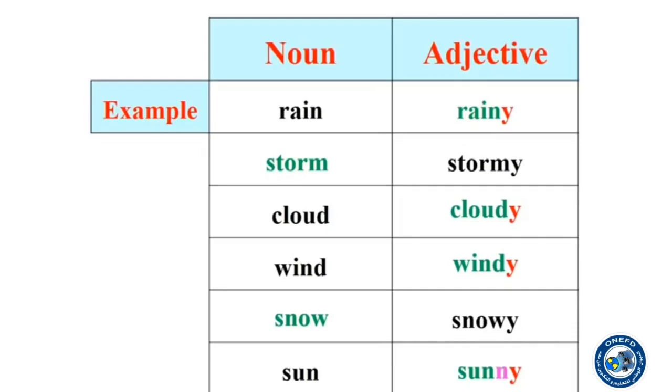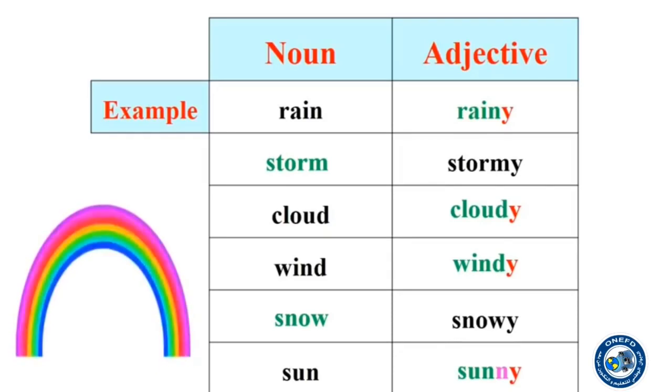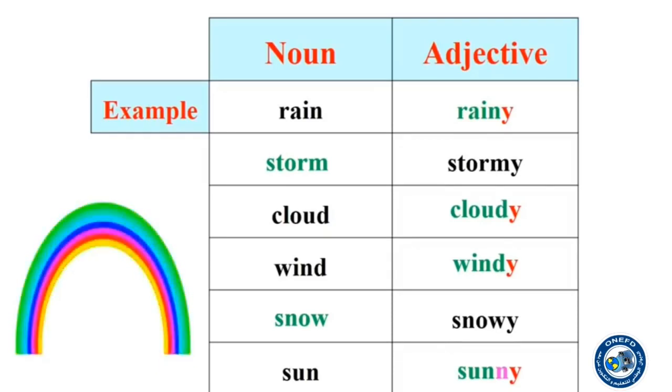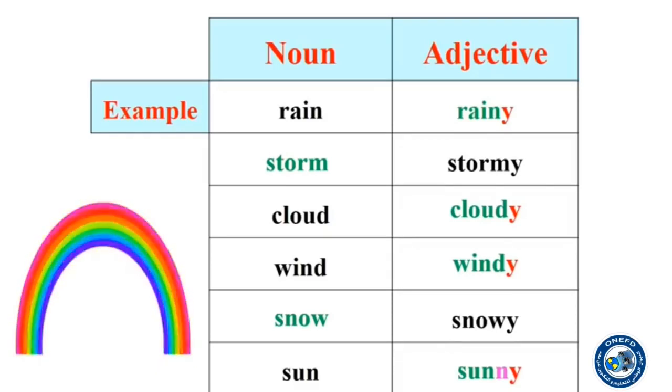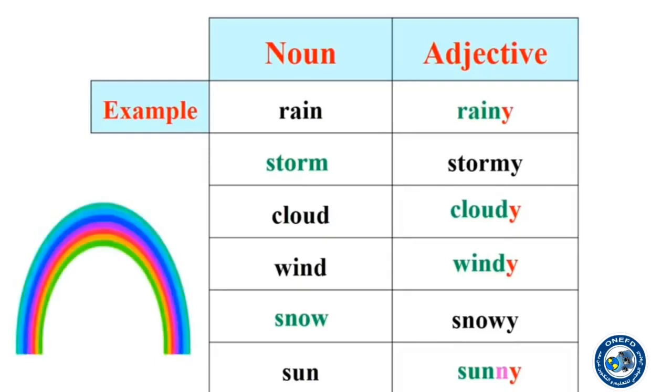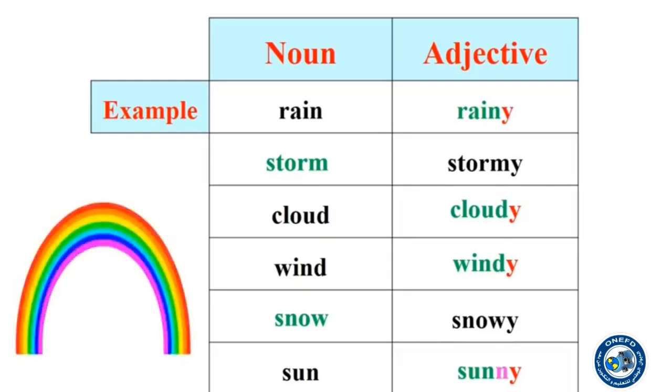So dear pupils, when we change from a noun into an adjective, I add the y to describe the weather. Like rain, rainy. Storm, stormy. Cloud, cloudy. Wind, windy. Snow, snowy, and sun, sunny.